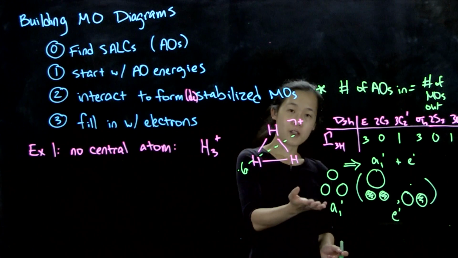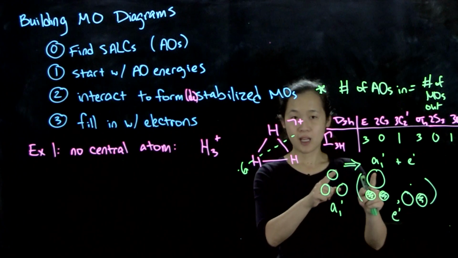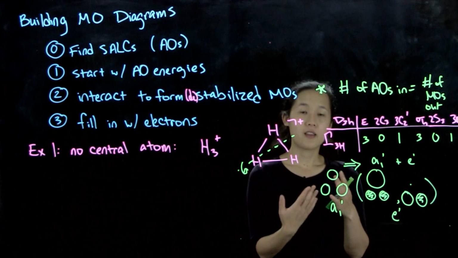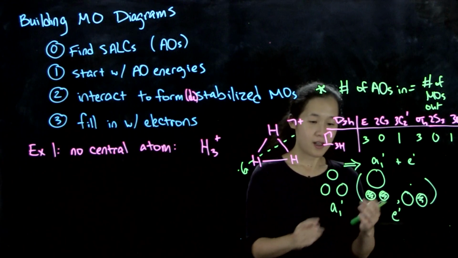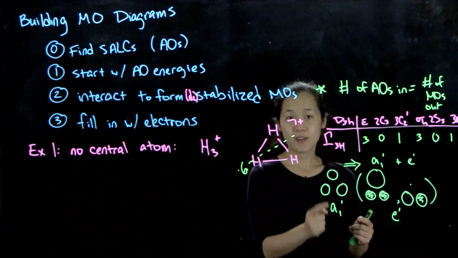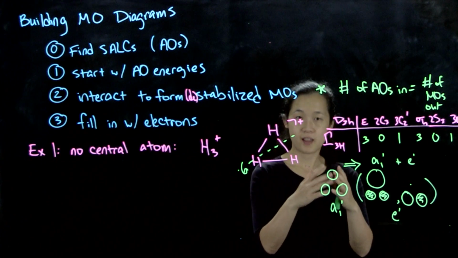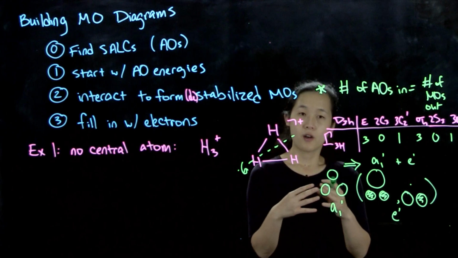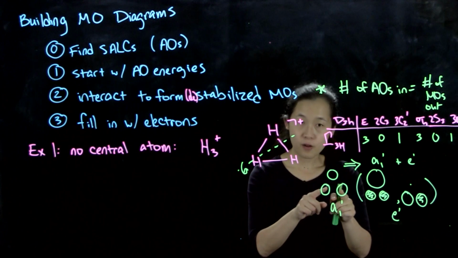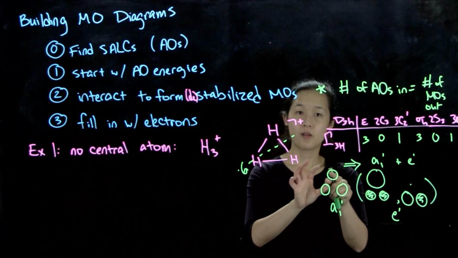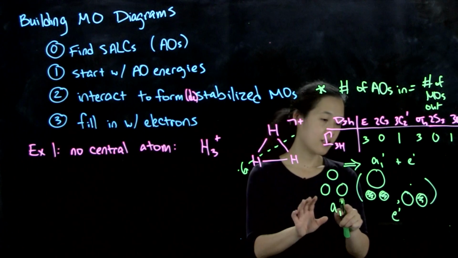Okay, so since we have no central atom, we can actually just see how each of these atomic orbitals are interacting and then see whether they're stabilized or destabilized. So you see here, this is the A1 prime. It's got to be stabilized because they're all in phase. They're all symmetric. So we have a net stabilizing due to the overlap of these atomic orbital wave functions.